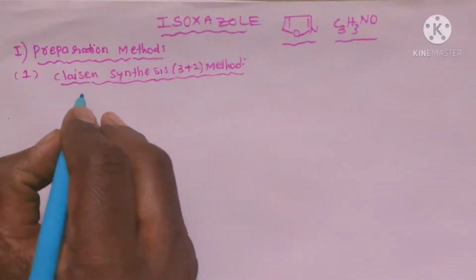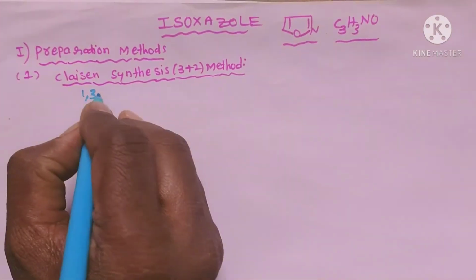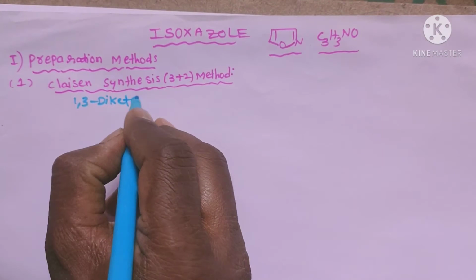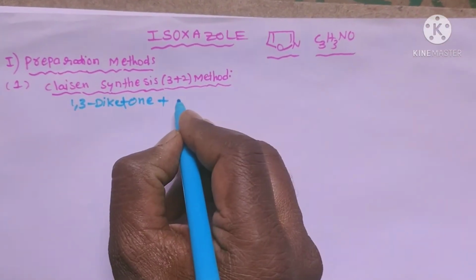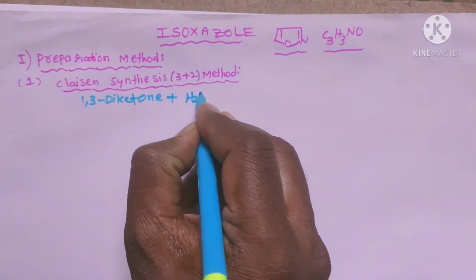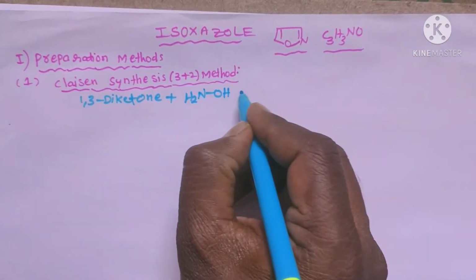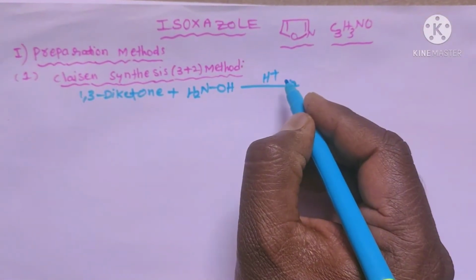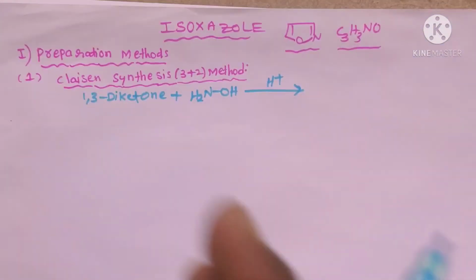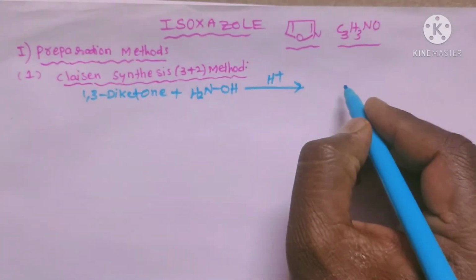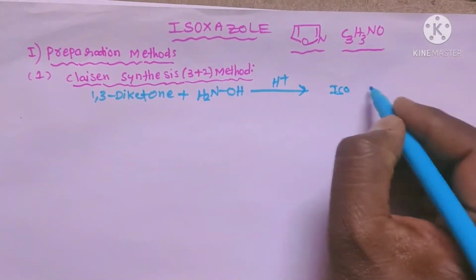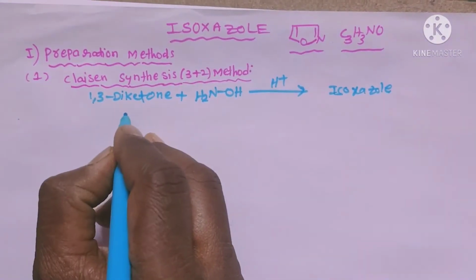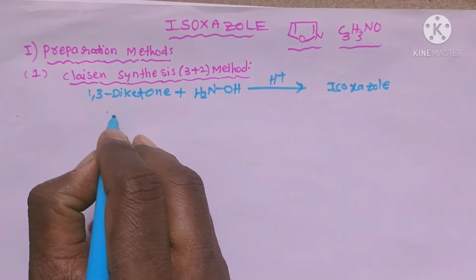In this method we use the 1,3 diketones, 1,3 diketone and NH2OH. This is known as the hydroxylamine. Okay, now we combine both these in the presence of mineral acids, that means in the presence of H plus ions. Okay, as a result we get the isoxazole derivative. Okay, so we take one example here.